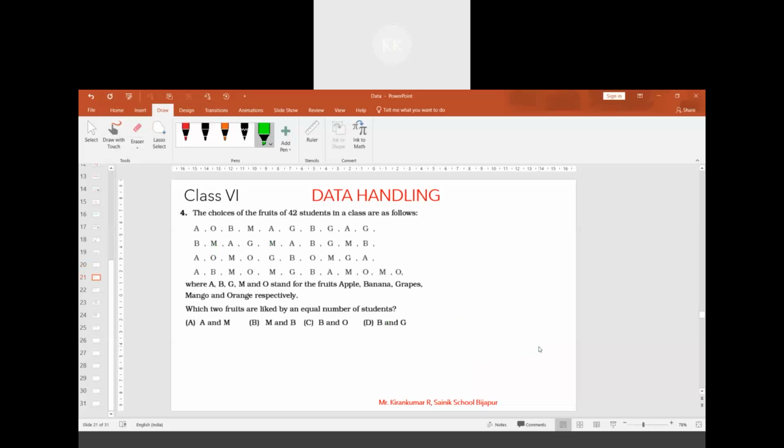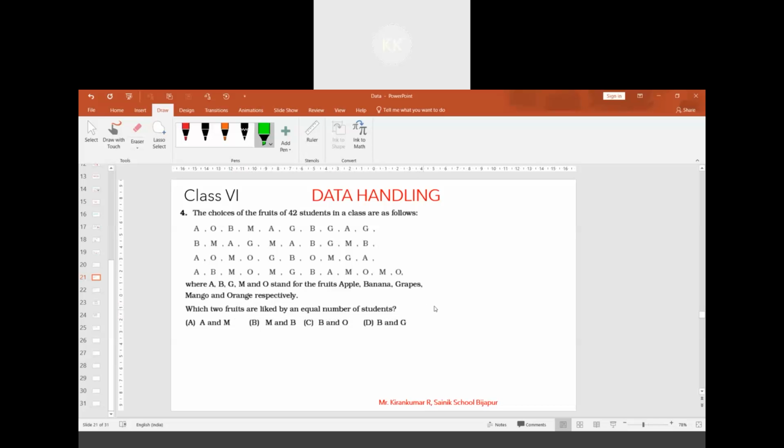Question number 4. The choices of fruits of 42 students in a class are as follows. They have given some letters and mentioned that A stands for apple, B for banana, G for grapes, M for mango, and O for orange. Which two fruits are liked by an equal number of students?